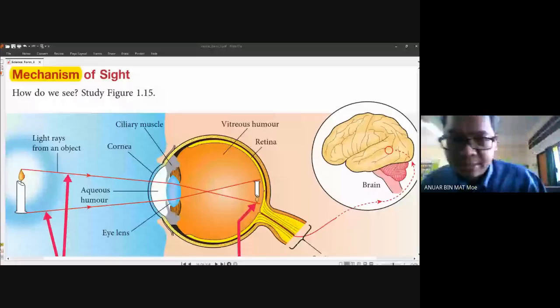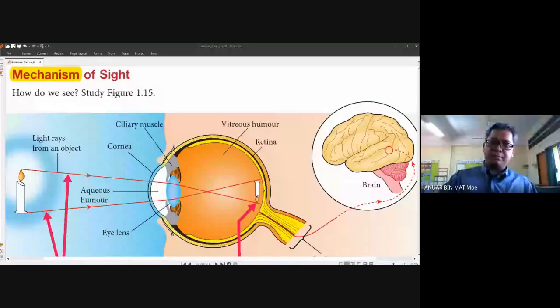Quick. What? Anybody? What's the stimulus? For hearing, the stimulus is sound wave. For our eye, the mechanism of sight, what's the stimulus? Cannot hear lah. What's the stimulus for sight? Well, you can use the chat lah. Chat function there. Anybody?